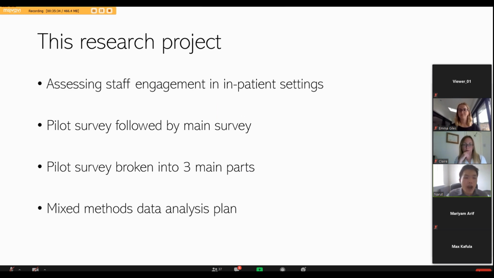And so it will most likely be very similar in the main survey. In terms of the mixed methods data analysis plan, essentially we're going to be doing quantitative analysis of all the ordinal data, all the numerical data, basically all the multiple choice sort of questions. And then we have done thematic analysis on all the free text responses of the staff.